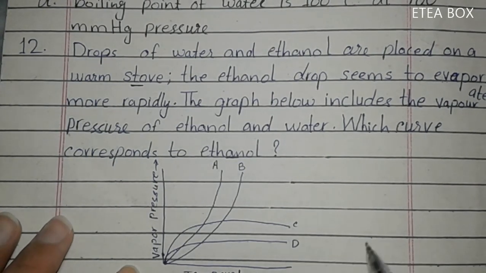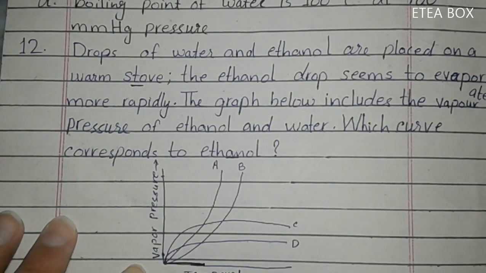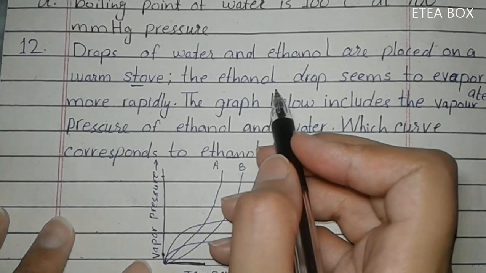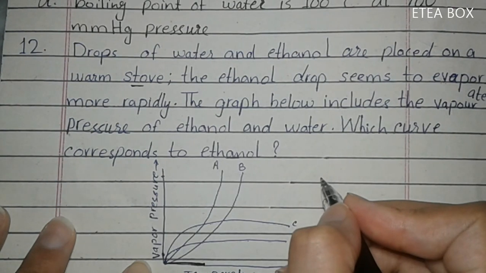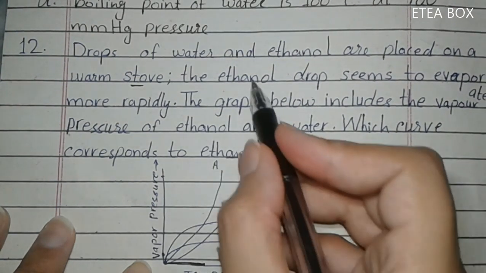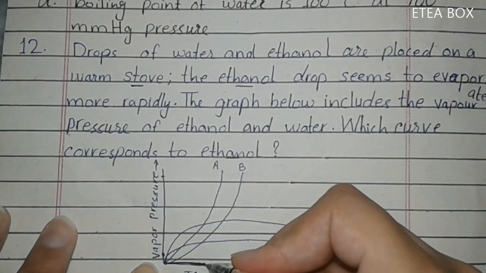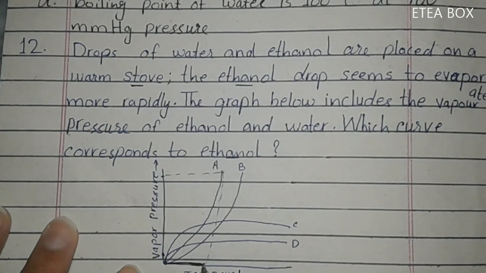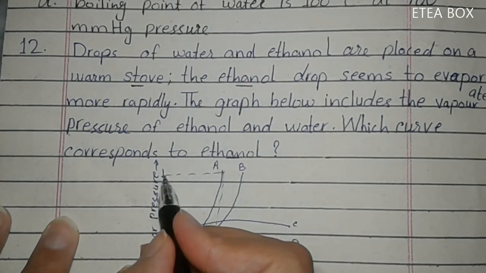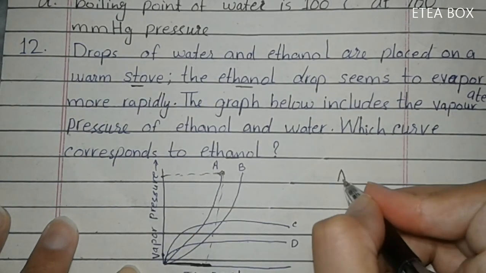So when the temperature becomes a little high, then what will happen? The vapor pressure will increase. Now we know that ethanol is volatile. It means that it will require a lower temperature to evaporate as compared to water. Now look here, look at A. So it means that at low temperature the evaporation is high, the vapor pressures are high. It means that A is ethanol.